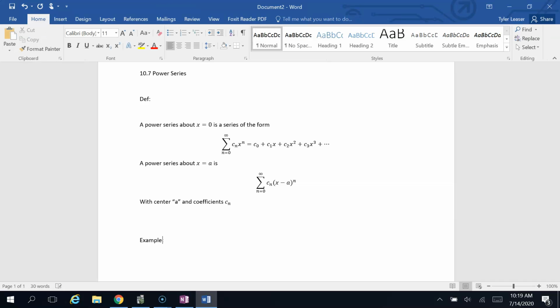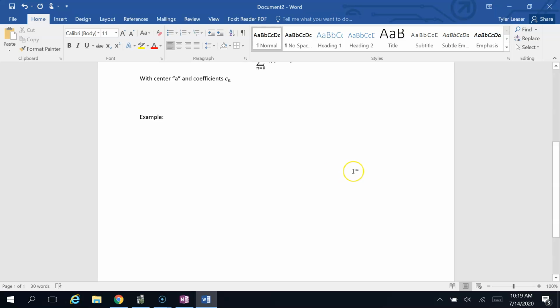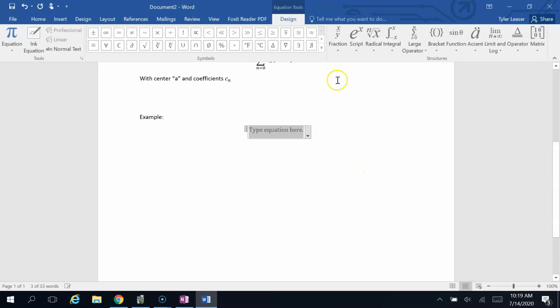Great, so let's just look at a quick little example. Hopefully this will blow your mind. Let's look at just the most generic power series that we can think of where all of the coefficients are 1. So if we go from 0 to infinity of just x to the n, if we were to write this out, this would be 1 plus x plus x squared plus x cubed plus forever and ever and ever.